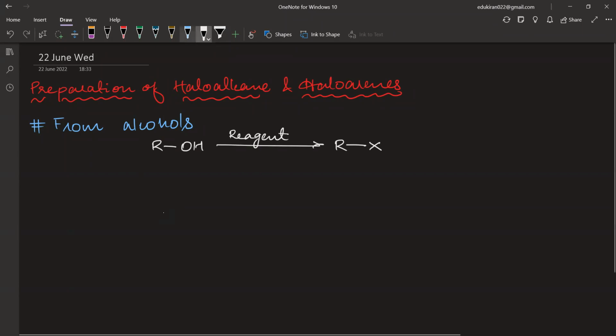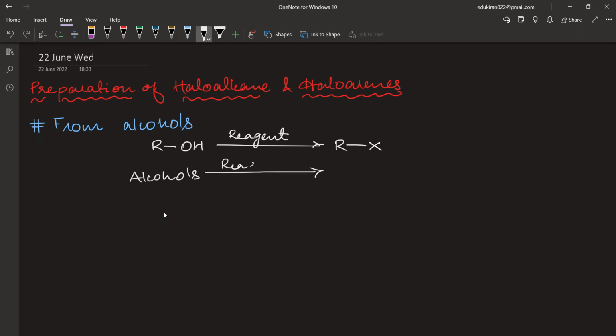You have to remember only two things: the reagent and the alcohol that we are using, and what is the alkyl halide that will be produced. So once you know that, you only have to remember the reagent. Alcohols do some reactions with some type of reagent, and you can easily identify the reagents. Don't worry about that. They will give you some kind of RX. This RX can be either chloroalkane, bromoalkane, fluoroalkane, iodoalkane, and so on.